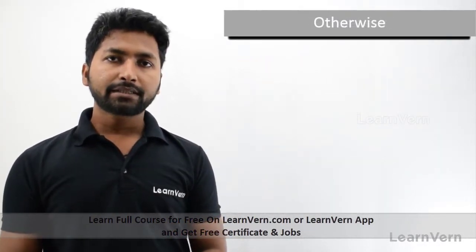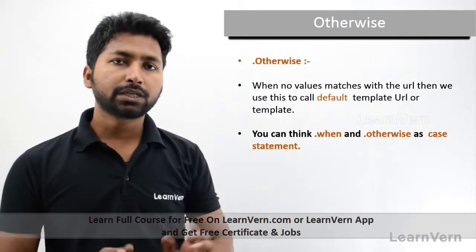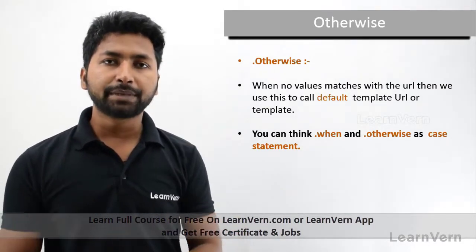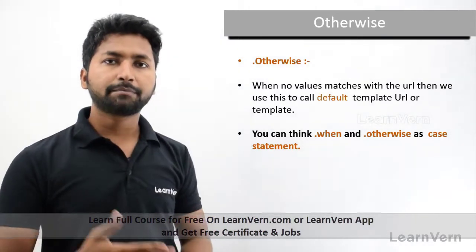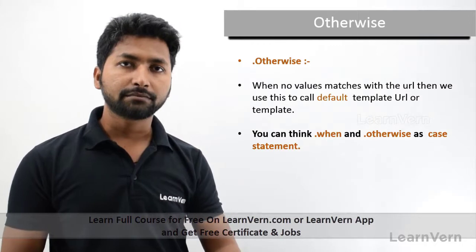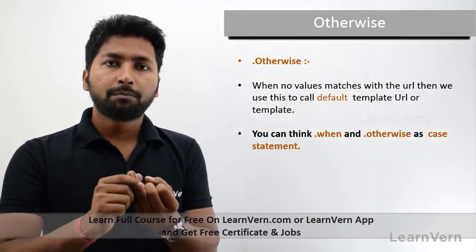The other aspect is .otherwise. What is the function of this .otherwise? Suppose I have visited some page, and that page is contact. I have visited another page, that is portfolio. I have also made some pages for that, meaning I have a different page for contact, a different page for portfolio.